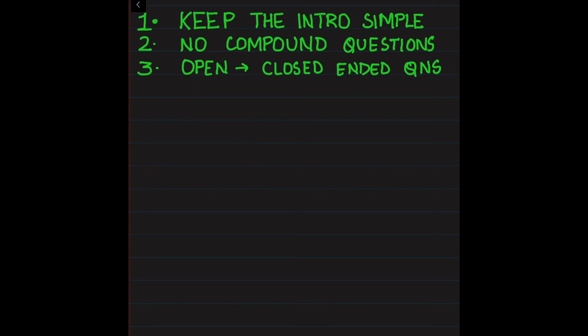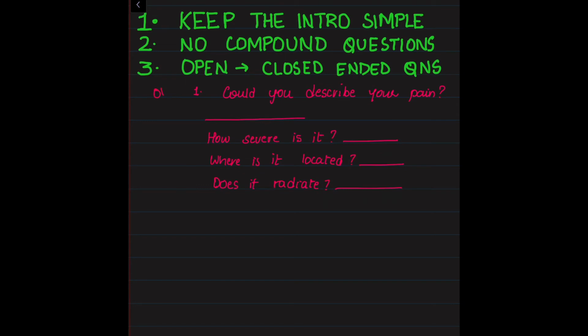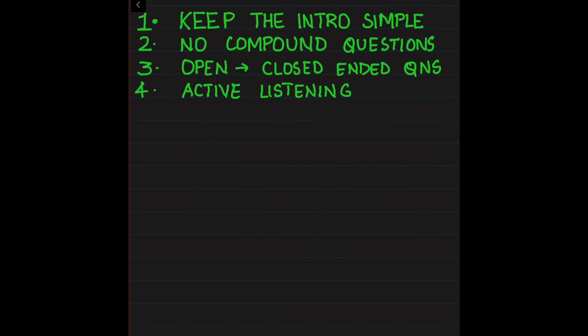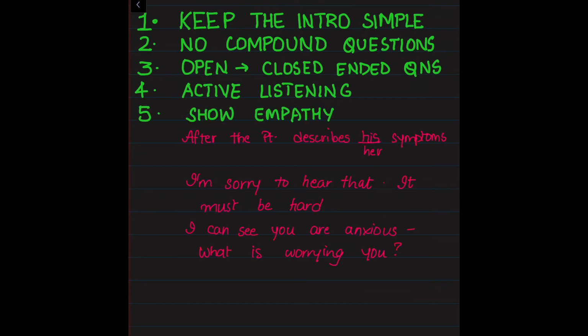The third tip: move from open to closed-ended questions. Example, "Could you describe your pain? How severe is it? Where is it located? Does it radiate?" And give time to the patient to answer each of your questions. And don't worry, the card has information regarding what questions to ask. The next tip is active listening, and the fifth one is showing empathy.